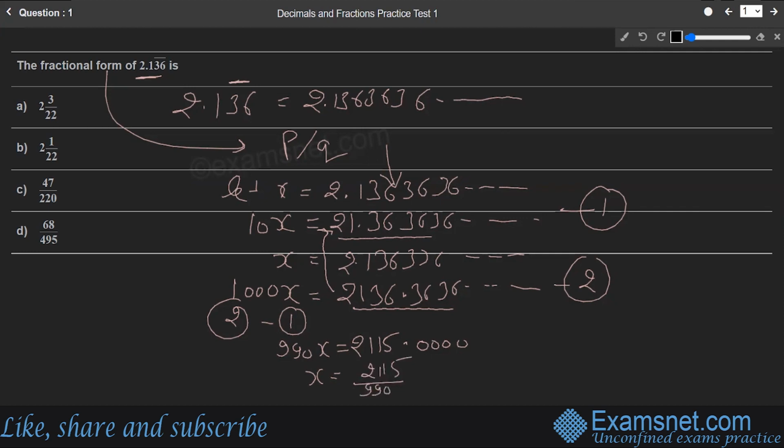So we are supposed to solve this particular fraction, and this will ultimately be the representation of the number that is given there. In the P by Q form, if we convert this into a mixed fraction, this ultimately comes out to be 2 3 by 22. That's the right fractional form of this number. 2 3 by 22. Option number A is right.